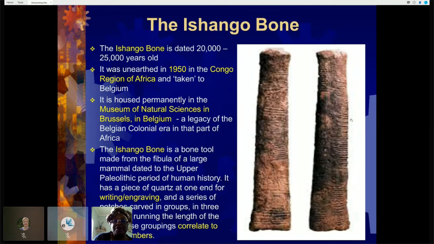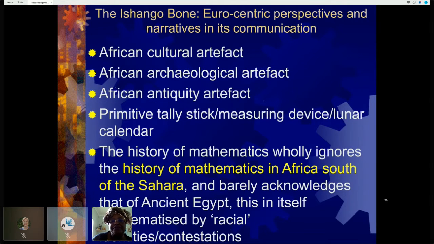Yes, so the Shango bone is about 20,000 years old. It was unearthed in 1950 in the Congo region of Africa, which at that time was a colony of Belgium. It is now housed permanently in the Museum of Natural Sciences in Brussels in Belgium. It's a bone made from a fibula of a large mammal. It has a piece of quartz at one end for writing and engraving, with markings that correlate to prime numbers. So again, a very early example of mathematical achievement in Africa.